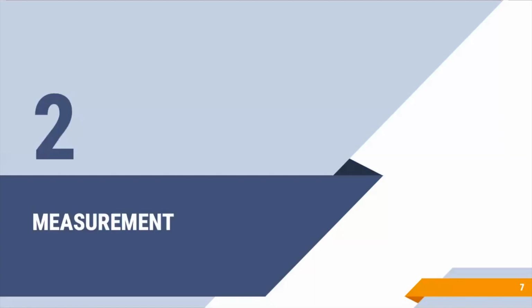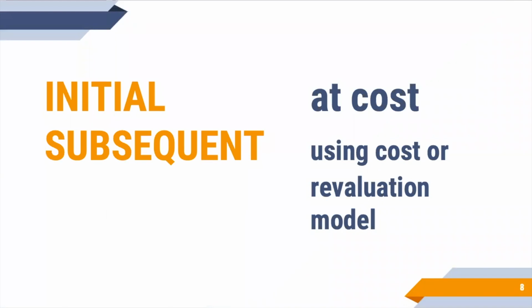So, in this video, we will be focusing on the measurement of property, plant, and equipment. When you talk about measurement, you need to remember two things. First is the initial measurement, and second is the subsequent measurement. So how do we measure property, plant, and equipment? Initially, PPE should be measured at cost, and subsequently, it should be measured using the cost or the revaluation model. In this video, we will be focusing on initial measurement. The subsequent measurement will be discussed in the part 2 of this video lecture.